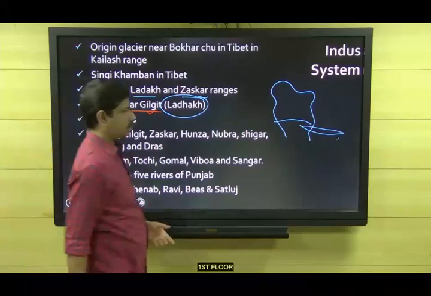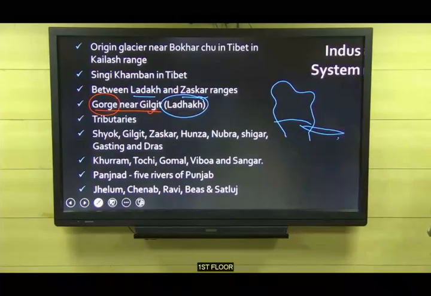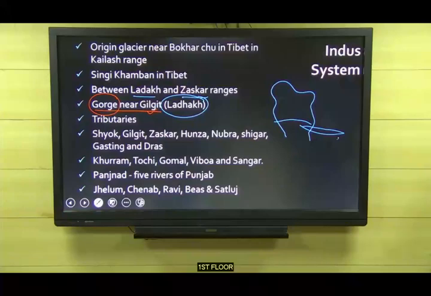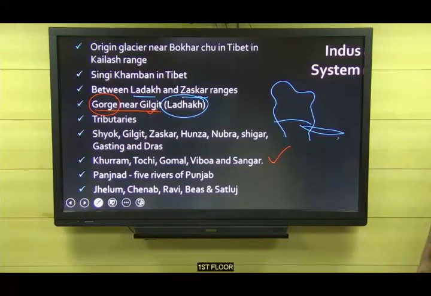What are all the tributaries? And then it enters into Pakistan. Shiok, Gilgit, Saskar, Hunsa, Nubra, Shigar, Gusting, Dras. These are the tributaries on the Indian side. Kurram, Tochi, Gomal, Vibova, Sangar are the tributaries on the Pakistan side.